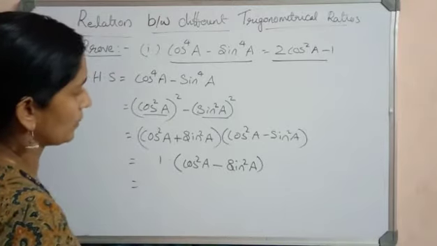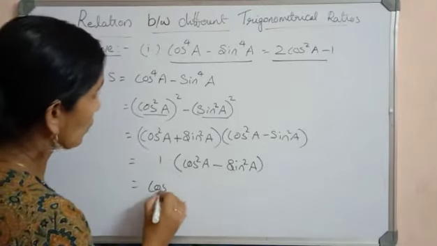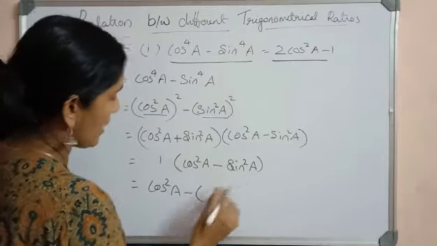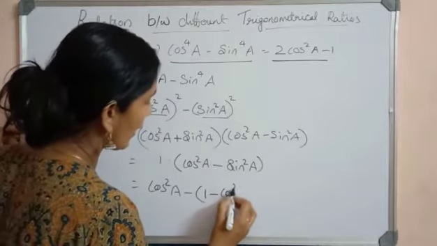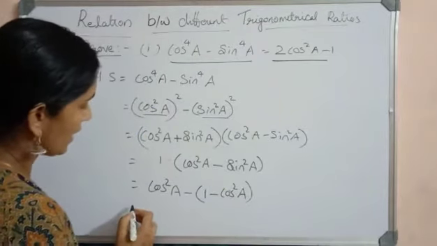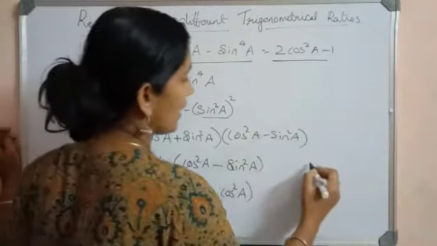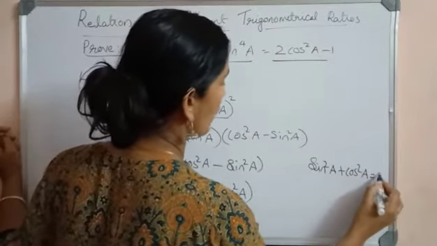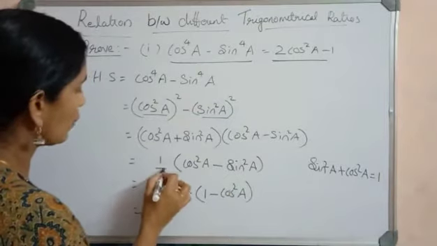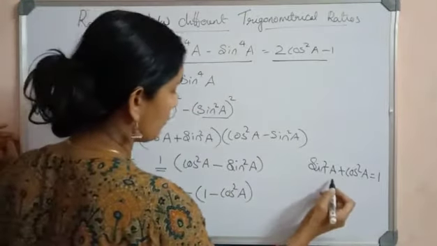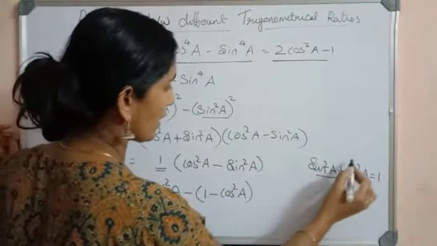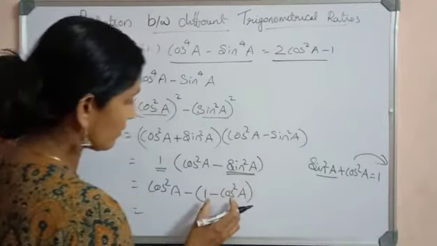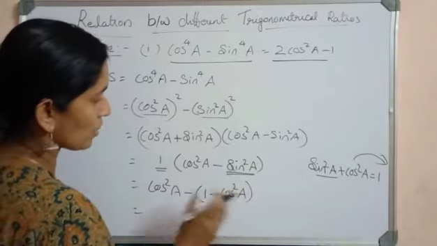That is equal to cos square a minus sin square a, which can be written as 1 minus cos square a. We have seen that sin square a plus cos square a is equal to 1. That is the reason we have written the value over here, and if you are finding sin square a, that will be 1 minus cos square a. So in the place of sin square a, here we can write 1 minus cos square a.